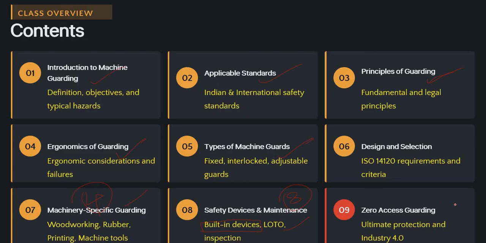And finally, zero access guarding. How do we make machine guarding with zero access? What controls have to be implemented? That was a topic we discussed in the ninth, and this also is not there in the syllabus, but I include it because it has some effect on our day-to-day operations. So this is our overall content and topics of this chapter 1, machine guarding and operation.